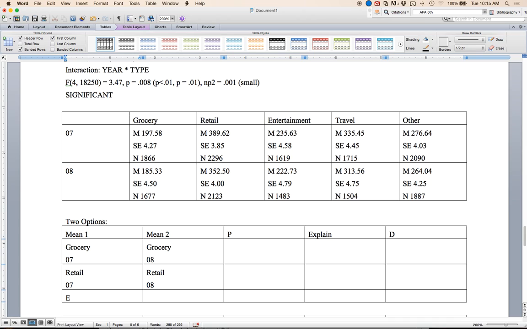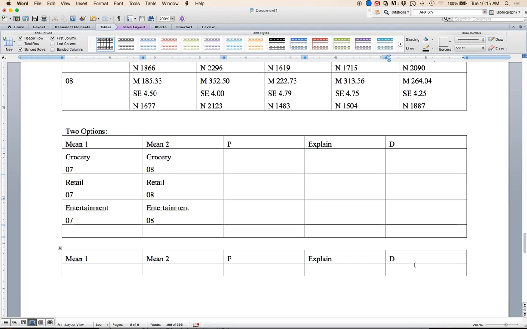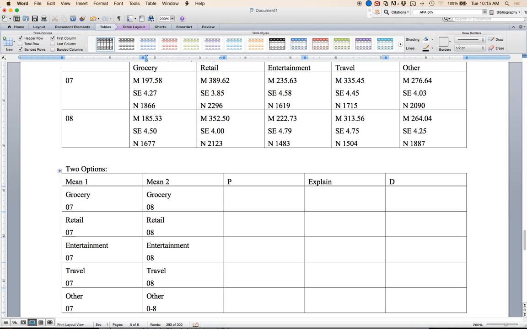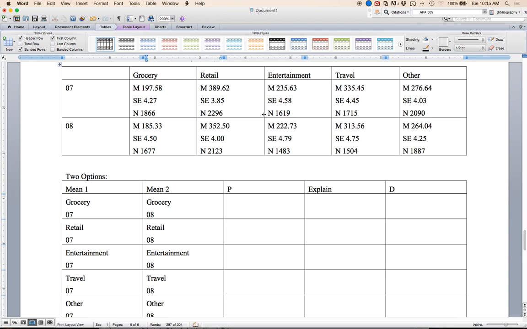So let me fill that in real quick, because this is the one I'm going to do, and you'll see why here in a second. Travel 07, travel 08, and then other 07, other 08. Okay. So there are only 5, because I'm only going to compare these two, these two, these two, etc. And that would be going down. By down, I just mean I'm analyzing it by column rather than row. You can analyze going across or down, only pick one though.